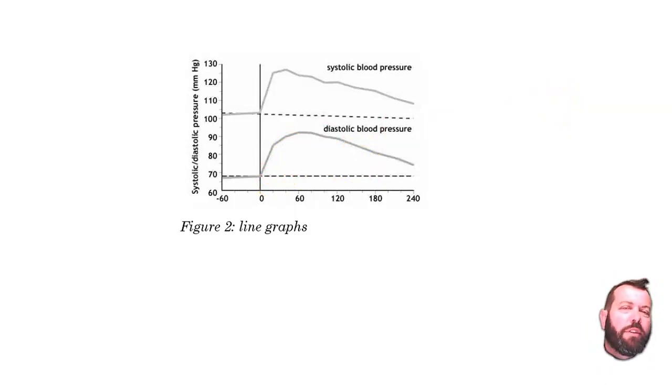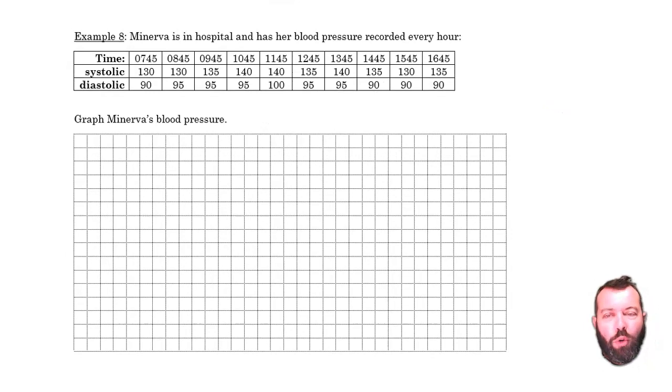Righto, so there's two different types of graphs, and I'm going to ask you to draw one. I've asked you to graph it, and I'm going to use the vertical bars here. I didn't say one way or the other, but that's what I'm looking for. And I think generally speaking, if I ask you to draw a graph, go for that vertical bar one. So Minerva's in hospital. Here are some blood pressure readings. You can see they were taken every hour at 15 minutes or 45 minutes past the hour, I guess, from 7:45 until 4:45 in the afternoon.